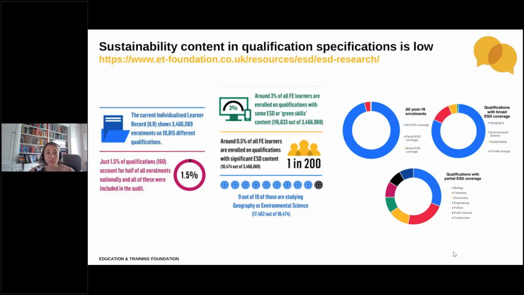A lot of you on the call today will be apprenticeship providers, and I think if you'd done a similar study 2 years ago of the occupational standards, you would have got similar results. You know, there's very little ESD coverage. But IFATE have done a very thorough review, they're still underway, it's not finished, of the occupational standards and the occupational maps, to understand where sustainability is in those standards and what it looks like from a knowledge, skills and behaviours perspective.